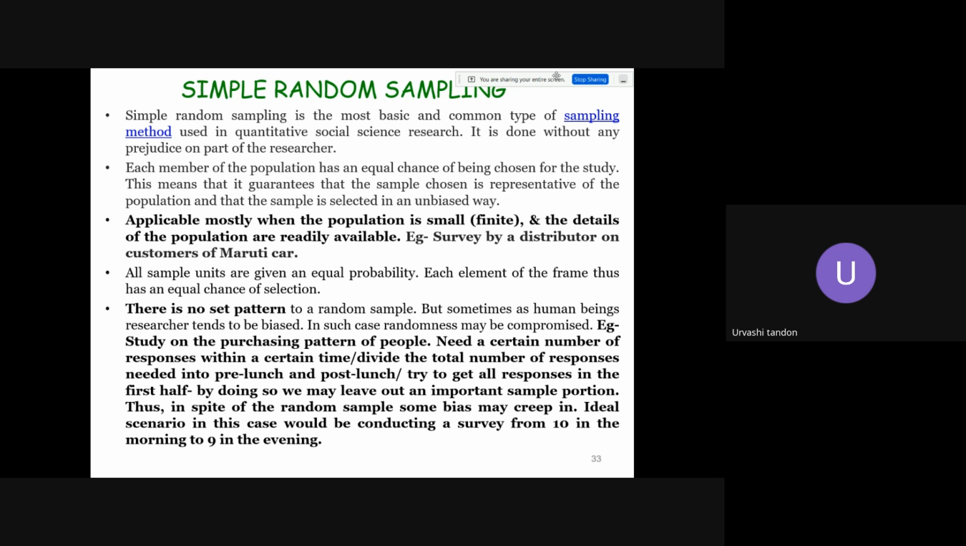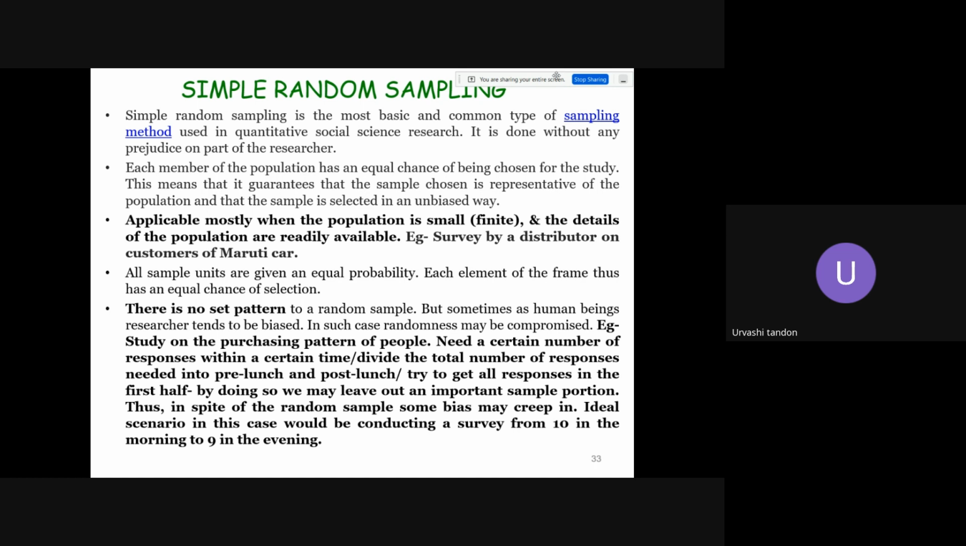Let's say you want to study the purchasing pattern of people, and for this you need a certain number of responses within a time frame. Or let's say you need to study the purchasing pattern of people during the festival season. So here you divide the responses into pre-lunch and post-lunch. And what as a researcher, or as a research scholar, at times we do: okay fine, let's collect the responses early morning, after that we will be free. So what is this? This is the bias which we have created as per our own convenience.